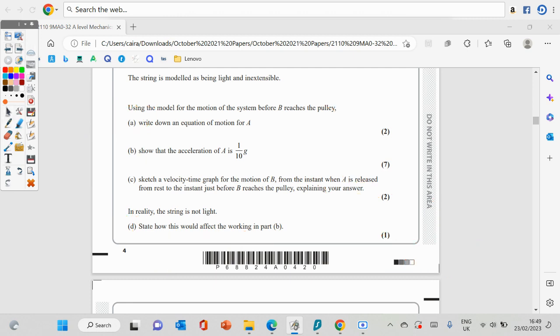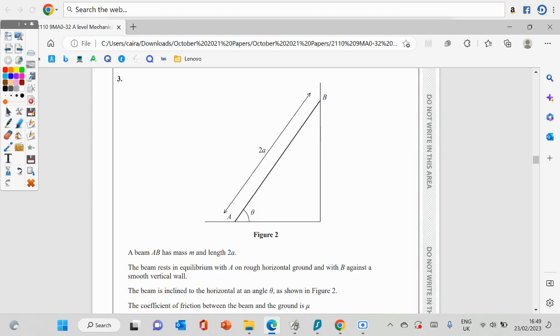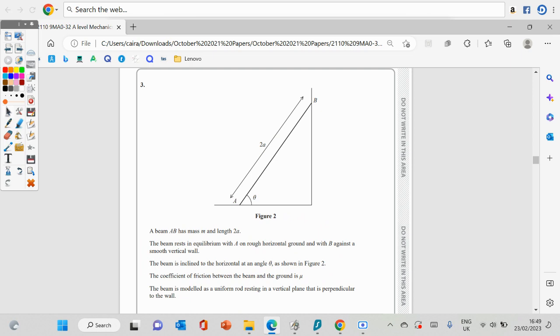Okay, question 2 done. We're moving on to question number 3. See what we've got here. Alright, we've got a moments question. So, a beam AB has mass m and length 2a. The beam rests in equilibrium with A on rough horizontal ground and with B against a smooth vertical wall.